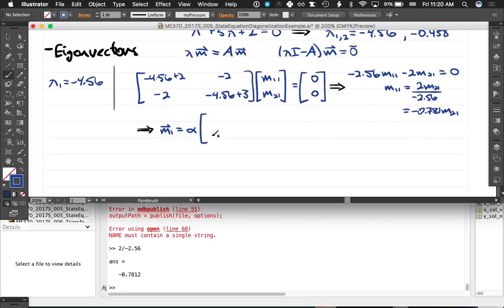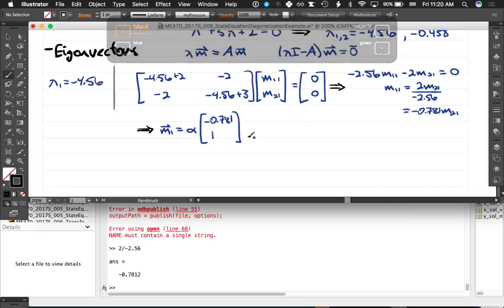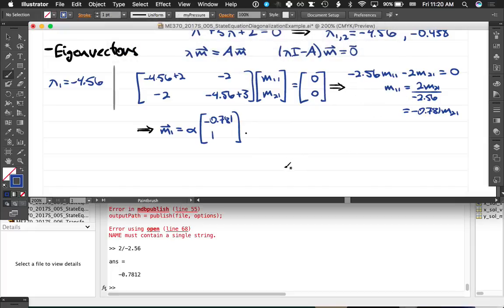So you can plug in any number you want for m21. I like to plug in 1 because it's easy. So let's say m21 is 1. So m11 has to be negative 0.781 times 1, which is also just negative 0.781. Great. Eigenvector. However, if we were feeling like maybe we should check that, we can just use the second equation. So check.